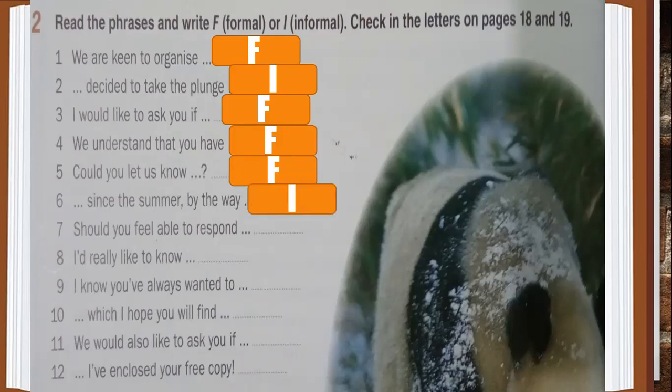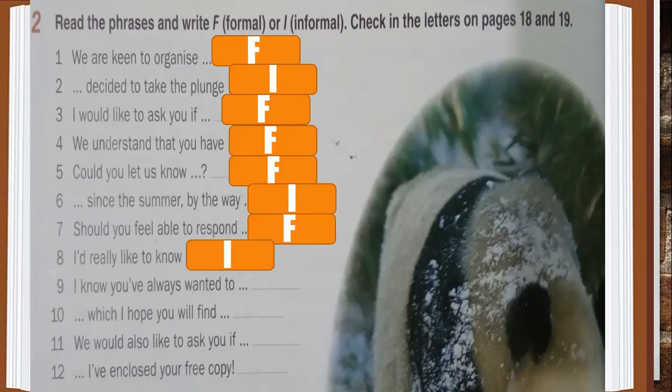Here it is a request in a polite way. Instead of saying "if you feel able to respond," we use "should you feel able to respond." So it is a formal expression. "I'd like to know." Here you used "I'd like" instead of "I would like," so it is informal, or it is used in an informal letter.